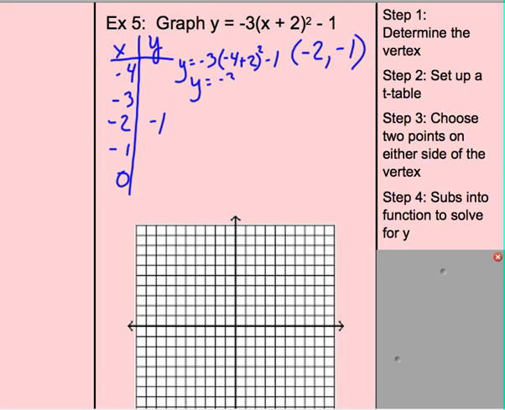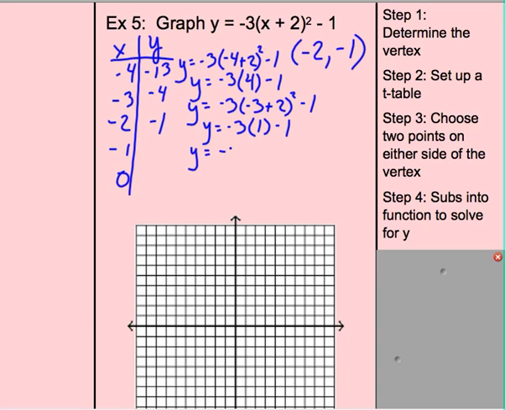So we get -3 times -4 plus 2 is -2, squared is 4. -3 times 4 is -12, minus 1 is -13. Substituting -3 in. -3 plus 2 is -1, squared is 1. -3 minus 1 is -4.